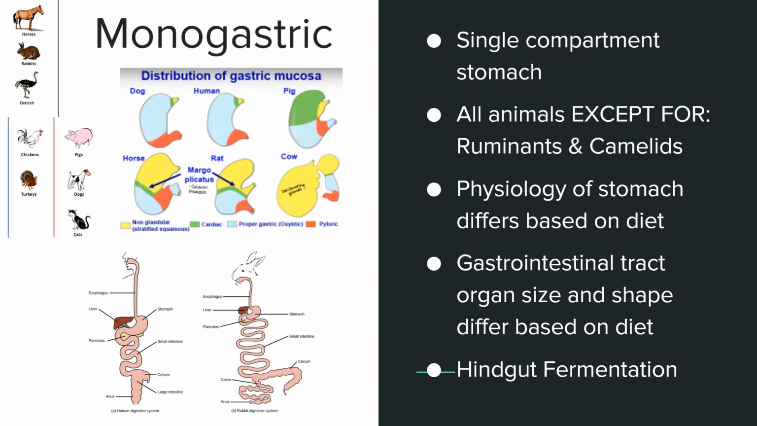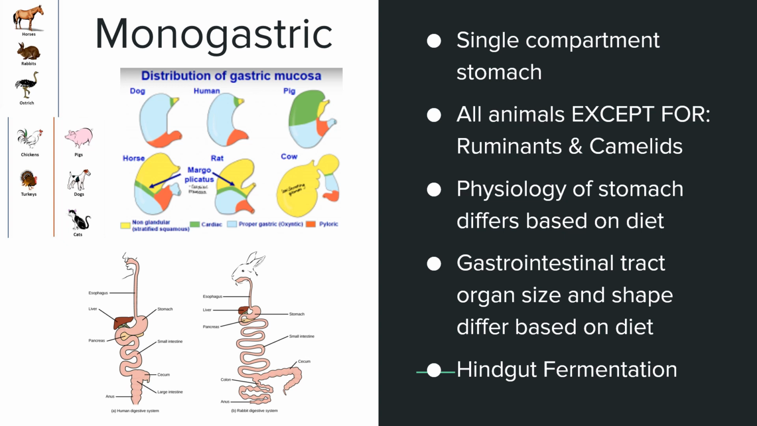Now this is where we start to get things that are a little more complex. So we'll first talk about monogastric animals. Monogastrics have a single compartment stomach. That's the main thing of a monogastric stomach, or what makes a monogastric animal monogastric. Mono meaning one, gastric, we're talking about our stomach. So all of our animals, except for ruminants and except for camelids, are considered monogastric animals. And we'll talk about ruminants and camelids in a little bit.